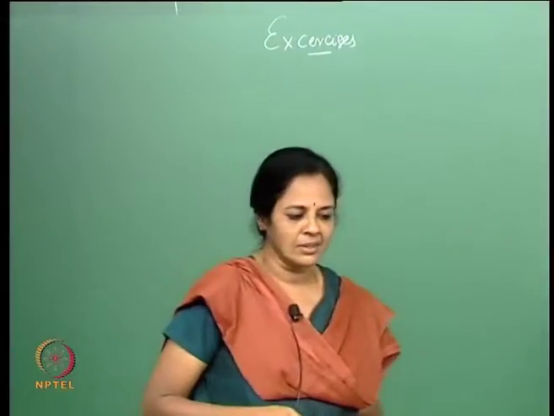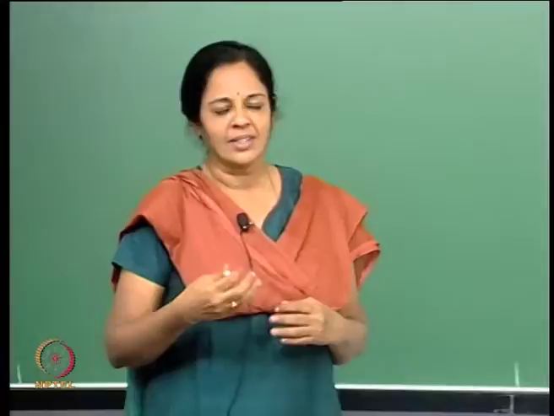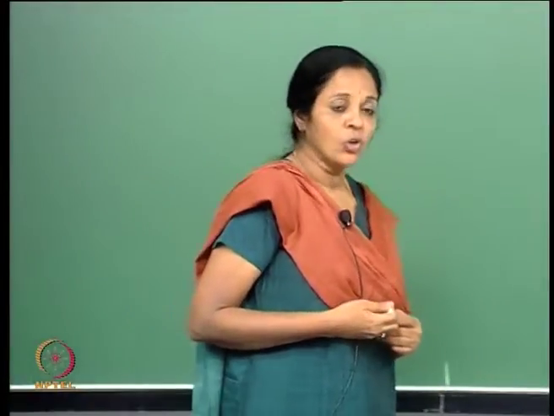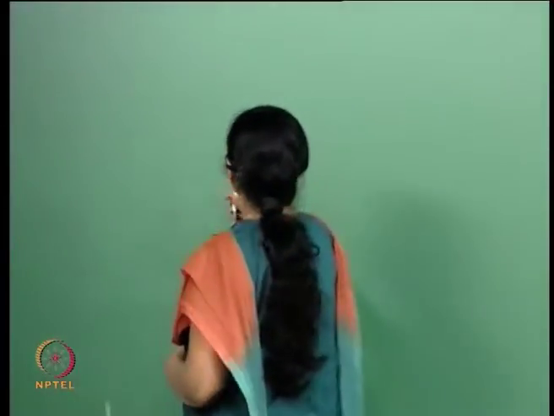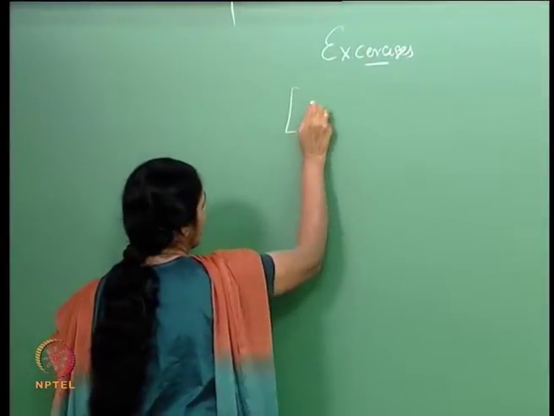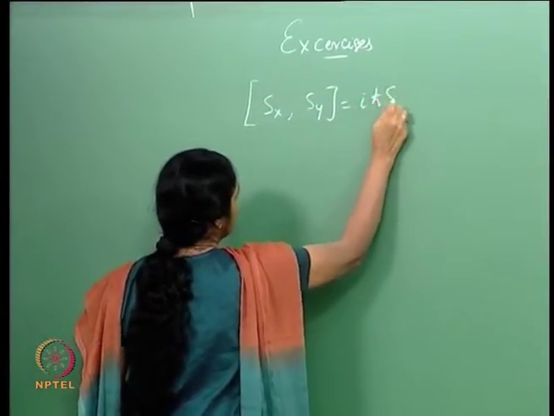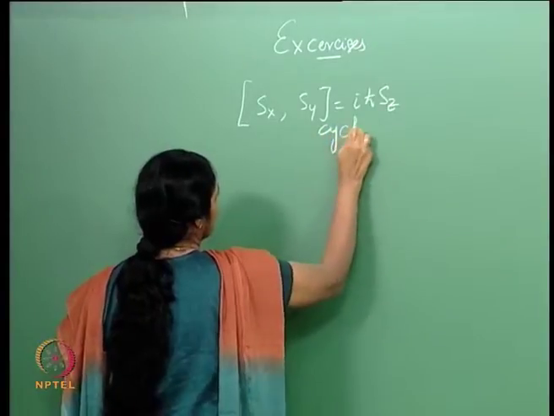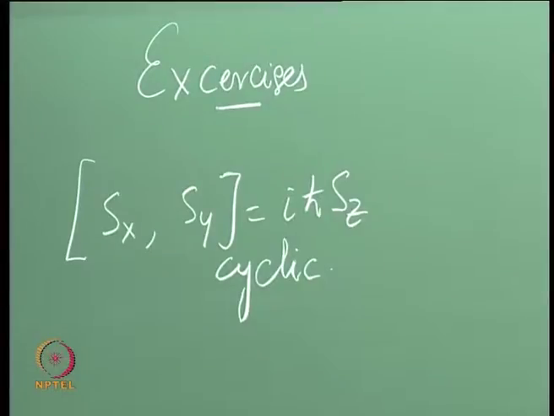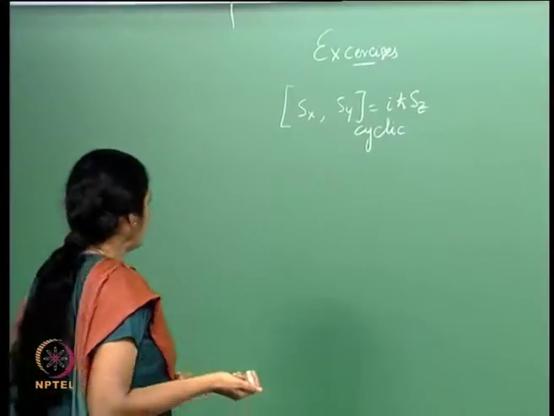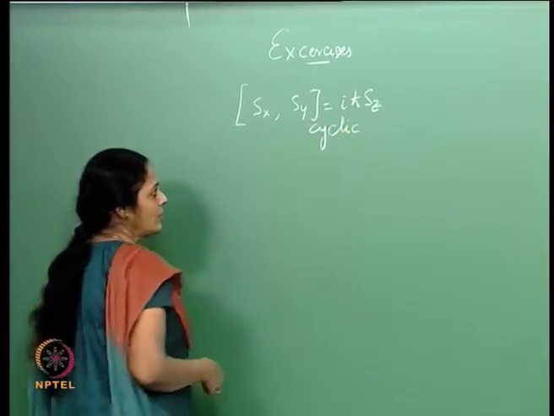Today I will continue to work out further exercises. And today's exercises would largely be related to operators and their algebras. You are already aware of the angular momentum algebra, where you had the spin generators satisfying the commutation relation: commutator Sx with Sy is i h cross Sz, and that is a cyclic relation, because you could have a Z here and an X there and a Y there and so on.